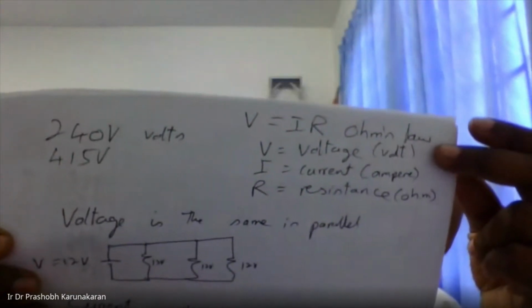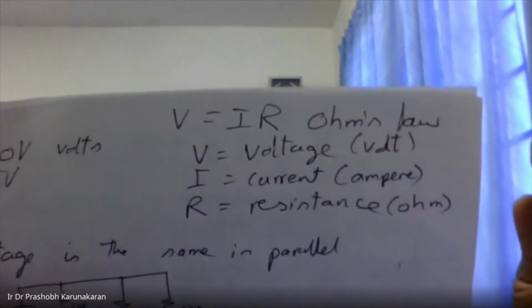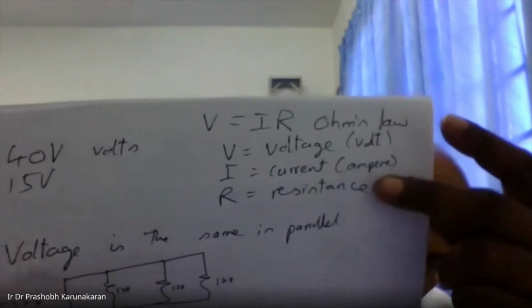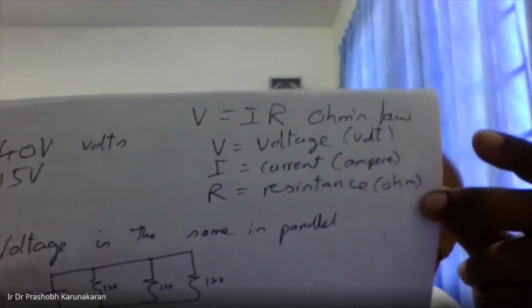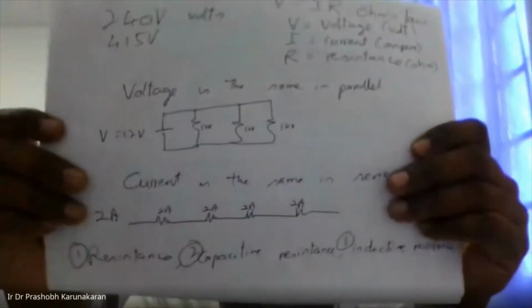Okay, here, let me go through again. V equals IR is the most important formula. It's called Ohm's law. V, the unit is volts. I, the unit is current. R, the unit is ohm.